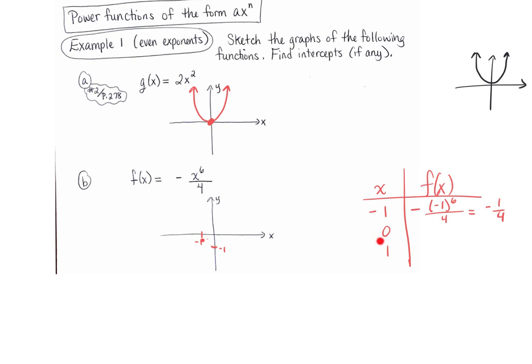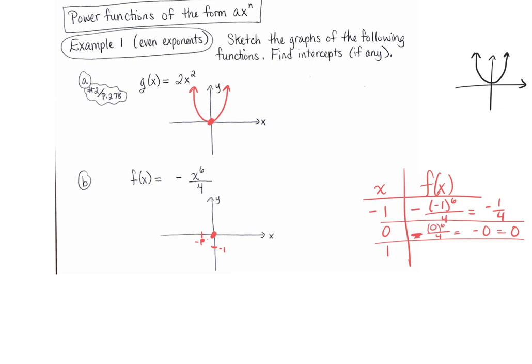When x is 0, what do we get? 0. Good. Because you'll have negative times 0 to the 6th over 4. But that's -0. That's just 0. So whenever you have 0, you have 0. So there you go there.